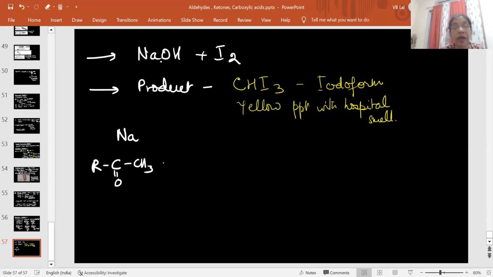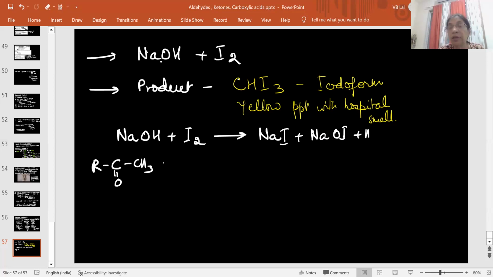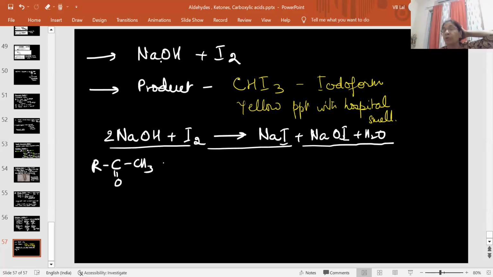So first you write the reaction of NaOH and iodine. Okay, so 2NaOH plus I2, it gives you these two products, sodium iodide NaI and NaOI, sodium hypoiodide. Okay, so this is the oxidizing agent. So in presence of NaOI, okay, this is the way it is given in your book.